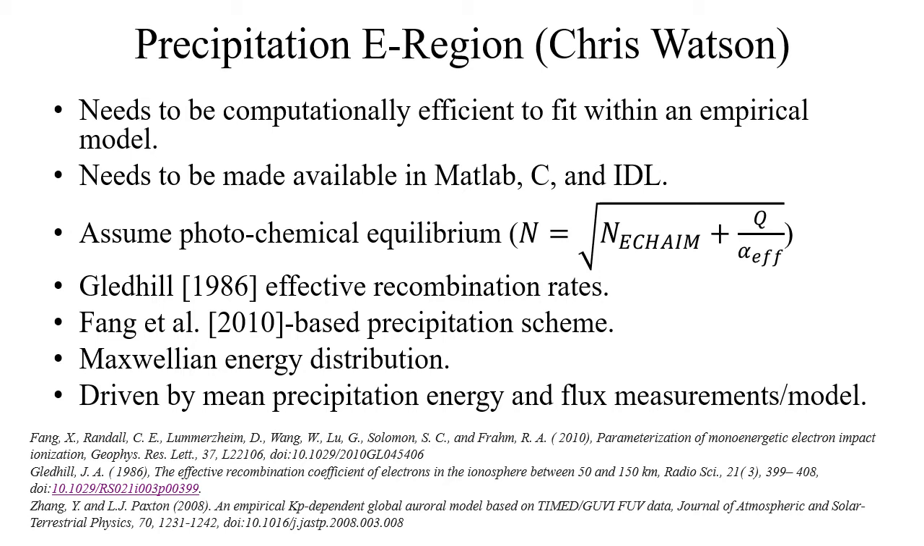We've used Gledhill 1986 empirical effective recombination rates as a simplified representation of the recombination that we need. And for our ionization rates, we've used a Fang et al. 2010 based precipitation scheme with a Maxwellian energy distribution that is driven by mean energy and flux, either measurements, in the case of, I'll show you some examples using SUSSI and GUVI inferred data, or from our model, which I'll discuss in a few minutes.